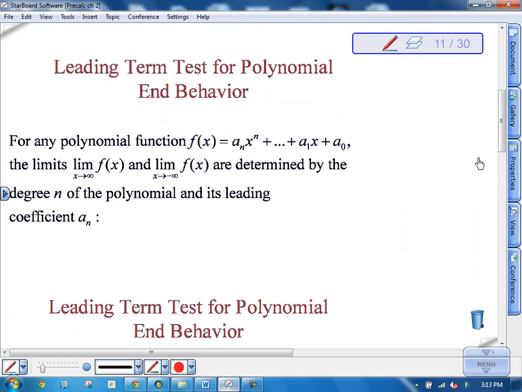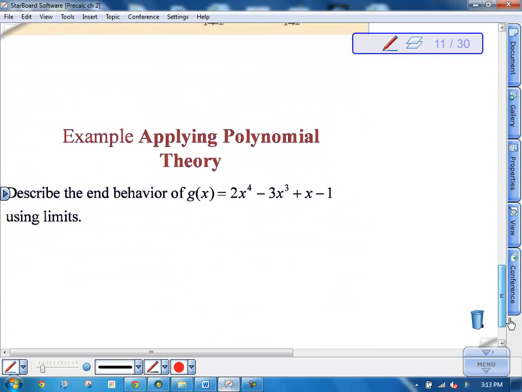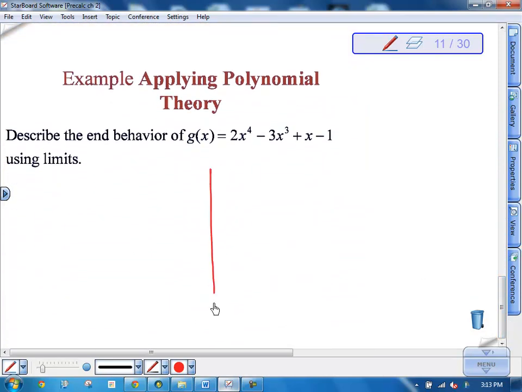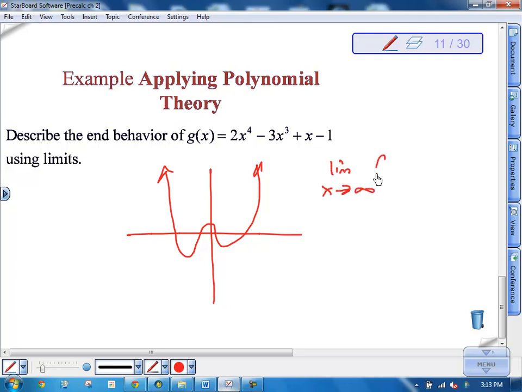Okay. This leading term test is not really that important. I'll just show you an example of what you need to know from that. Basically, if you have a fourth degree polynomial, we know this looks something like this. If the lead term is positive, then the limit as x approaches infinity of the function, which in this case is g of x, equals infinity. So as you go to the right, the function goes up. At the limit of the function as x gets big, as you go to the right, the function goes to positive infinity. That's what this means.